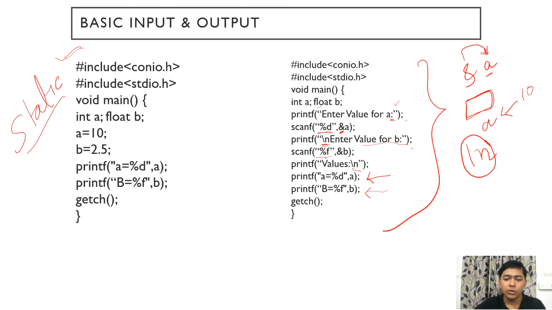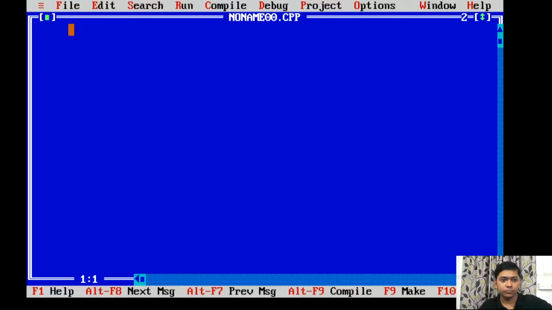So this one we have seen here. Let's see some other examples, some other ways of taking input, some other formats. What is the use of this slash, and if we do not use it, how will the output be produced? Let's see all those things in the Turbo C compiler. Okay everyone, let's continue with the Turbo C compiler.